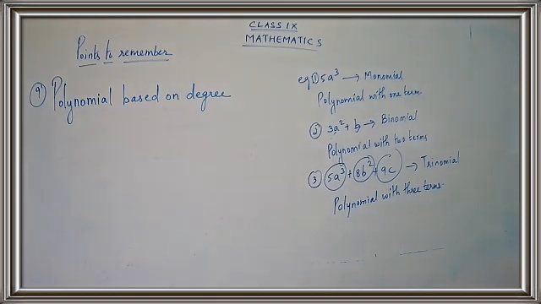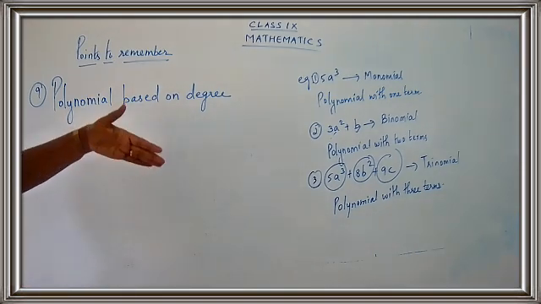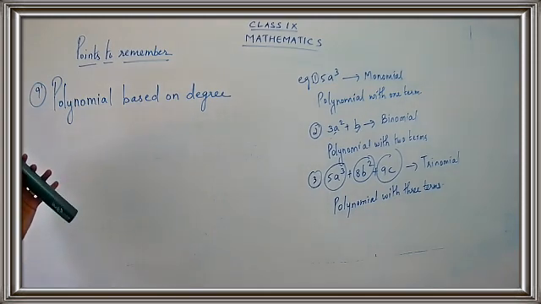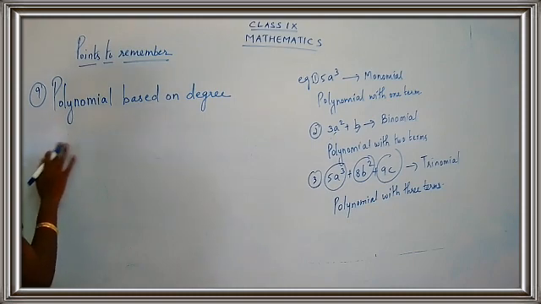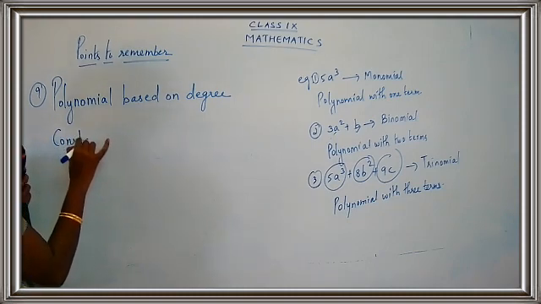Let's see what the different polynomials based on degree are. The first one is constant, the second is linear, the third is quadratic, and the fourth is cubic. For the first case we had three types: monomial, binomial, and trinomial. One term is monomial, two terms is binomial, three terms is trinomial. Here we are going to see the different types of polynomial based on the degree. The first one you write down is constant. Let's go in the proper order.